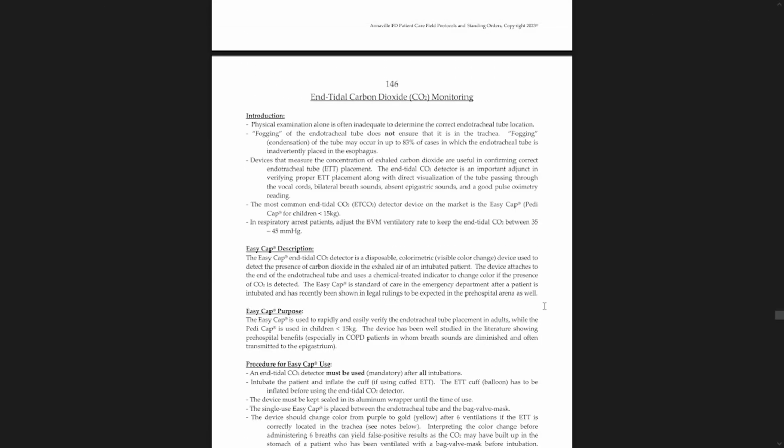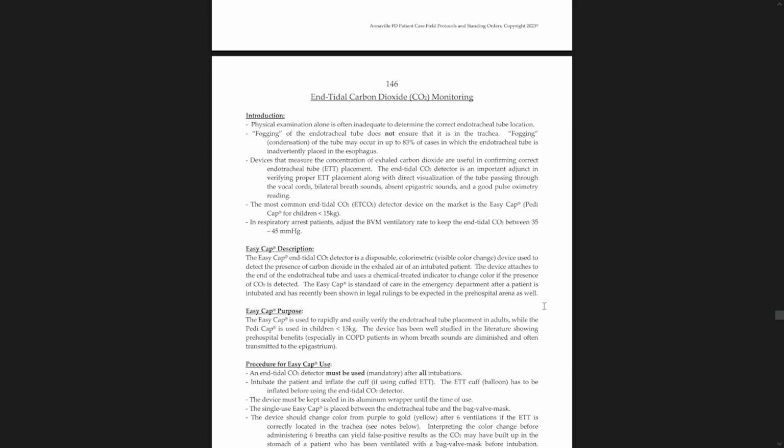For end-tidal carbon dioxide or CO2 monitoring, to introduce this, physical examination alone is often inadequate to determine the correct endotracheal tube location. Fogging of the endotracheal tube does not ensure that it is in the trachea. Fogging or condensation of the tube may occur in up to 83% of cases in which the endotracheal tube is inadvertently placed in the esophagus.